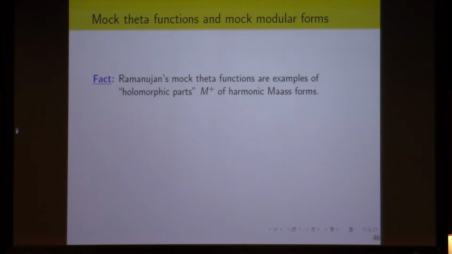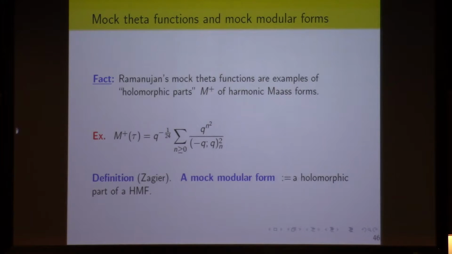Example: Ramanujan's mock theta functions are holomorphic parts of harmonic Maass forms. So here is a holomorphic part, again needing to be multiplied by the appropriate power of q. It's the mock theta function. Because these mock theta functions of Ramanujan are some of our first concrete examples of holomorphic parts of harmonic Maass forms, Zagier officially defined a mock modular form in general to be any holomorphic part of a harmonic Maass form.